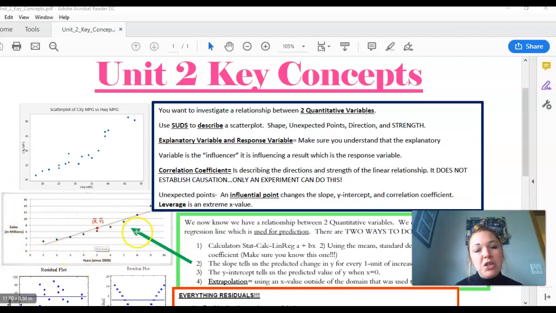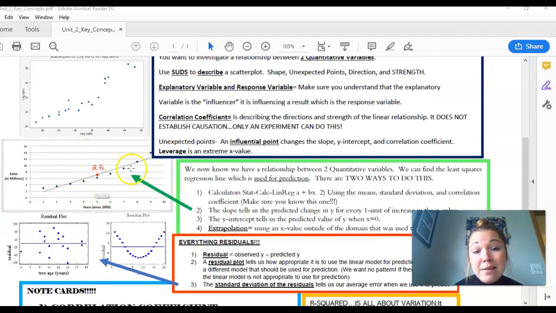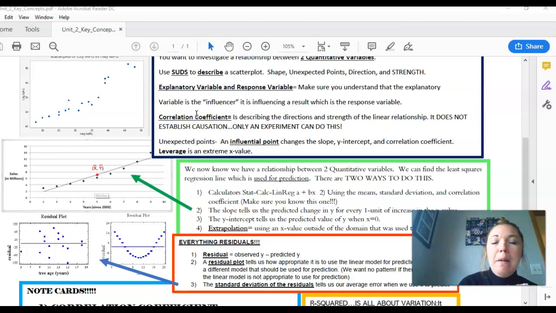Okay, so we have this relationship, right? Then what we want to do is we want to build a line that models that relationship. And what's the purpose of that line? That purpose is to be used for prediction, okay? Let me rewind real quick though, because I didn't talk about this correlation coefficient. That correlation coefficient is your R value, okay? And it's used to describe the direction and the strength of a linear relationship.